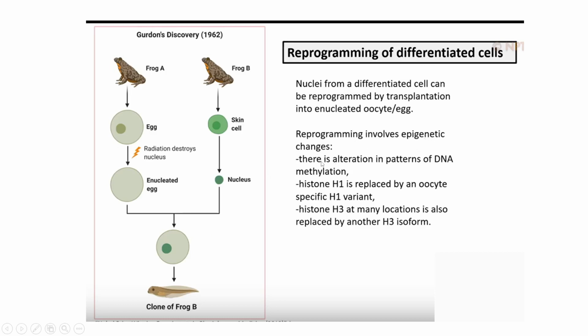There is an alteration in the DNA methylation pattern. DNA methylation will be altered. Histone H1 will be replaced by an oocyte-specific histone H1 variant. And histone H3 will also be replaced by another histone H3 isoform, which is used at the developmental stage.